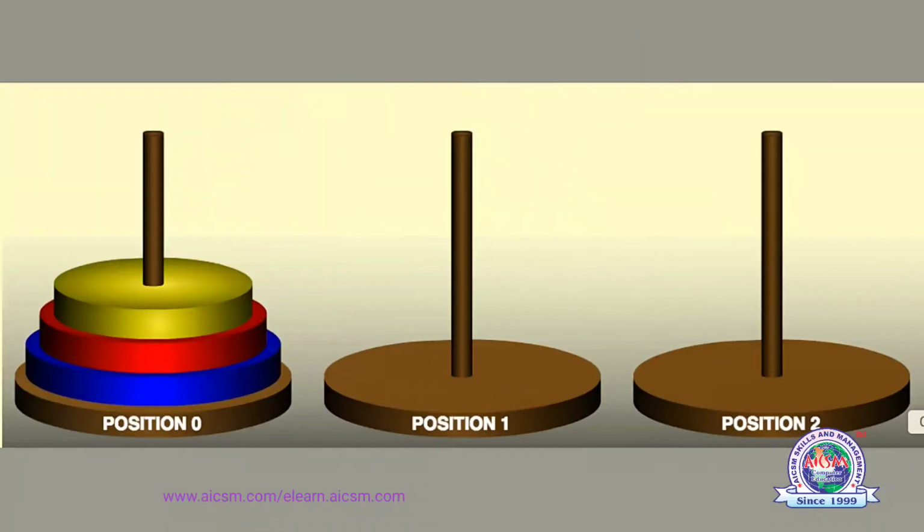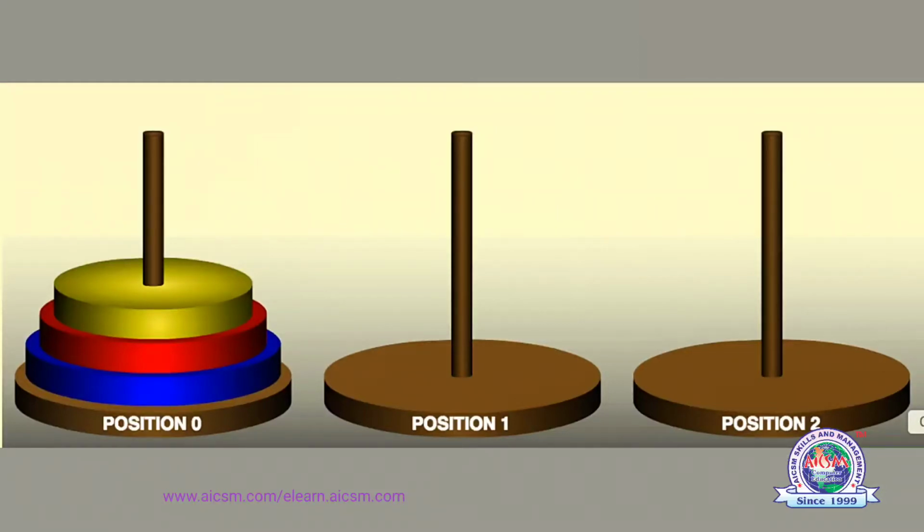So here is the game. We have these 3 pegs, position 0, position 1, and position 2. And in one peg, there are n number of disks. Here it is 3 in position 0. We need to transfer all these disks to a destination tower. Destination could be position 1 or position 2. That doesn't matter, the problem remains same.